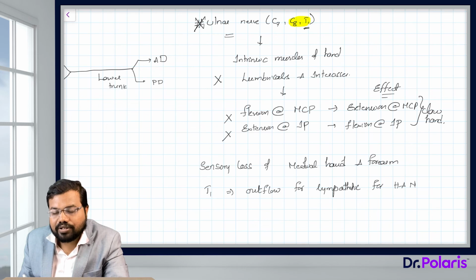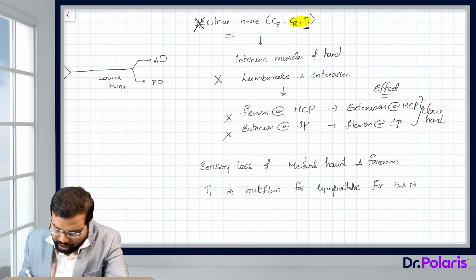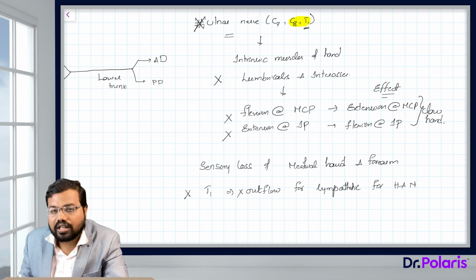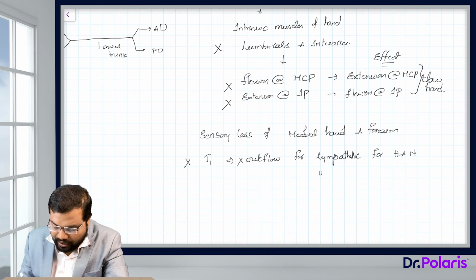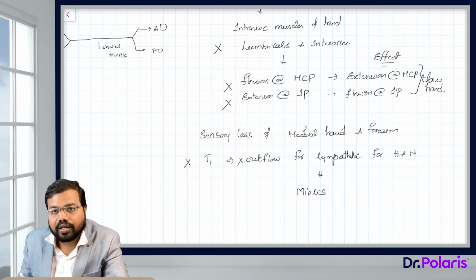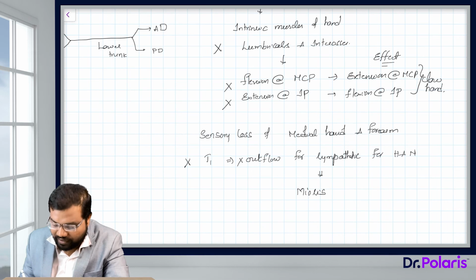Whenever there is damage to T1, will the sympathetic still supply the head and neck region? No, because the fibers have been cut. That means there is damage to the sympathetic supply. So if T1 is cut, the sympathetic outflow is also lost. What are the effects? One is constriction of the pupil, called miosis. And there is no sweating on the side of damage, called anhidrosis.